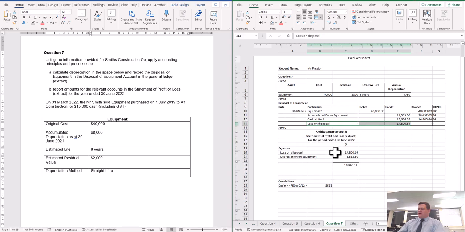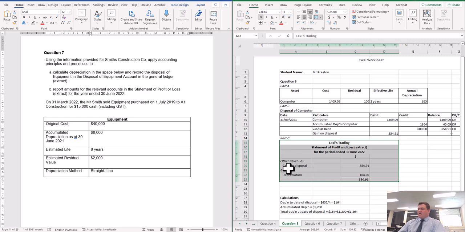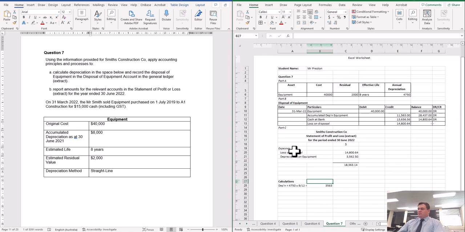Then I do my statement of profit and loss, which is where I list all the revenues and expenses. I think question 5 had a gain on disposal. So here's an example of a gain. So there was Lexi's trading with a gain, and we just separated the gain out and then had the loss. And then this is the net of those, so the gain less the loss. But most questions that we've done have just been losses on disposal. So if it's a loss on disposal, it's a loss on disposal plus the depreciation, which gives me the 18,363. Remembering the statement of profit and loss is all my revenues less my expenses to give me my profit and loss. And that sums it up.